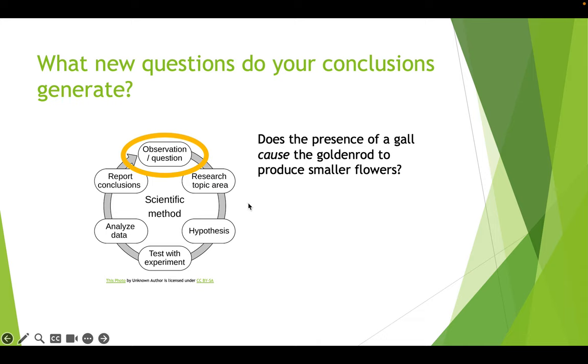Okay, but back to our goldenrod. So does the presence of a gall cause the goldenrod to produce smaller flowers? After we've done a good study, usually we should have new questions that our conclusions can generate, right? Our study where we measured flower masses showed that there's some kind of a relationship, a correlation. The two things go together, but that doesn't necessarily mean that the presence of a gall causes the goldenrod to make smaller flowers.